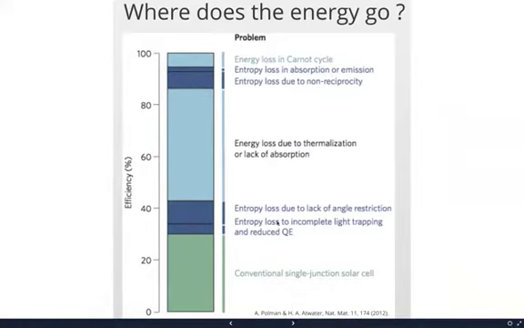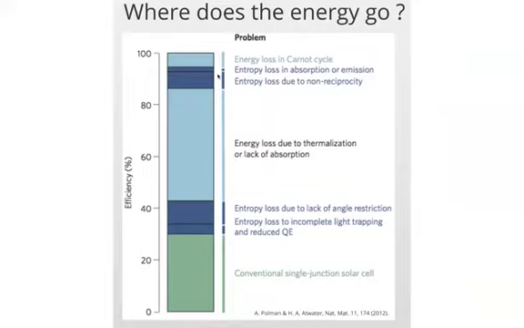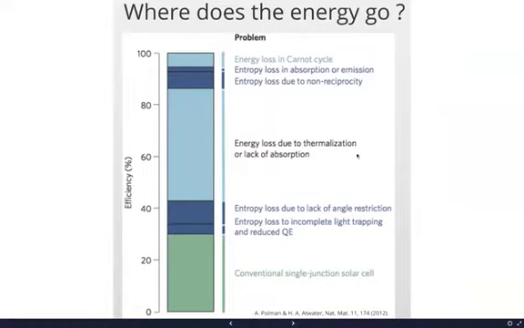And there are other smaller factors which we have talked about briefly. There's a loss due to incomplete light trapping and reduced quantum efficiency. There's a loss due to angle restriction, which is related to the light trapping idea. Then there's a loss due to non-reciprocity, which comes from thermodynamics. Let's not worry too much about it. There's a loss in absorption or emission. And finally, there's a loss due to the Carnot cycle, because you cannot really get 100% because of the heat engine, again the second law of thermodynamics. But the most important loss here is this part, and this is the loss that we're going to try to minimize.